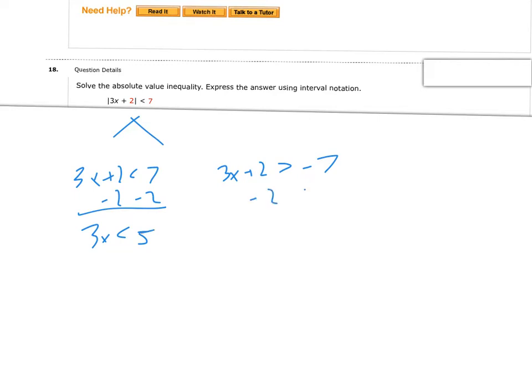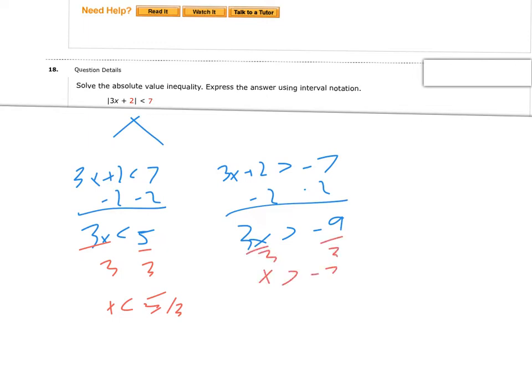And then 3x is greater than -9. And then we can divide both sides by 3. So x is less than 5 over 3. And then x is greater than -3. So we got -3 here, 5 over 3, both open dots.